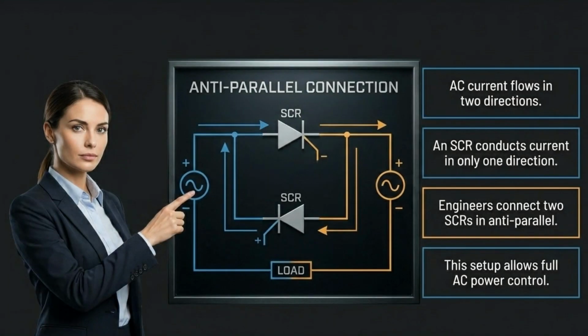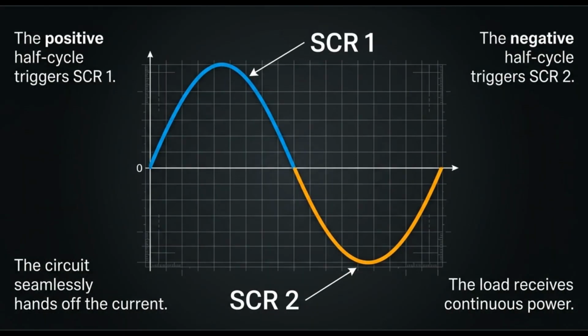For AC applications, two SCRs are connected in anti-parallel because an SCR only conducts current in one direction. This setup allows for full AC power control. In this configuration, the positive half-cycle triggers SCR 1 and the negative half-cycle triggers SCR 2. The seamless current handover ensures the load receives continuous power.